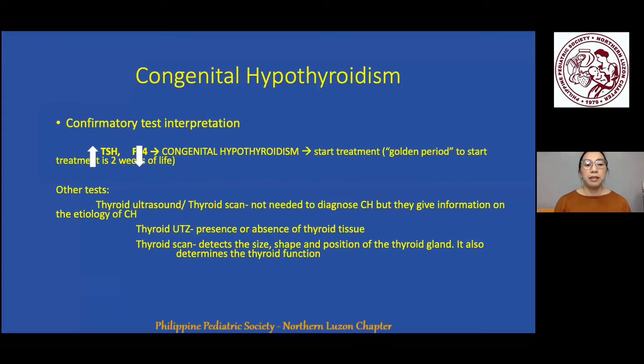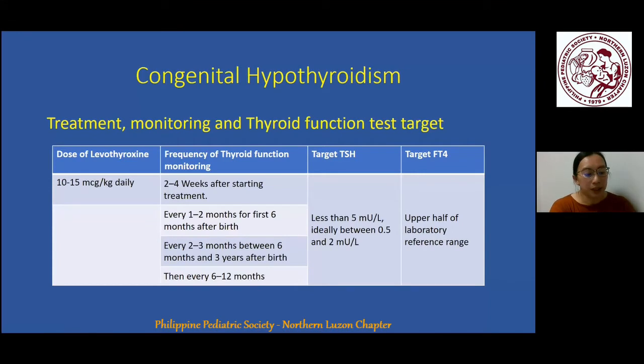Other tests to request for congenital hypothyroidism. Proper treatment and monitoring is very important to ensure normal growth and neurocognitive development. Initially, we start the patient on levothyroxine at 10 to 15 microgram per kilogram per day. And the frequency of thyroid function monitoring is as follows. After 2 to 4 weeks after starting treatment, then every 1 to 2 months for the first 6 months after birth, and then every 2 to 3 months between 6 months and 3 years after birth.